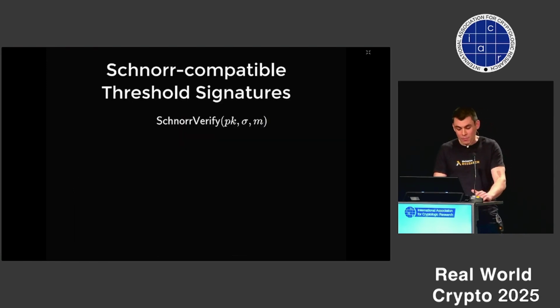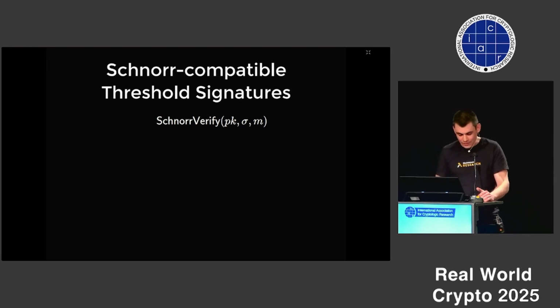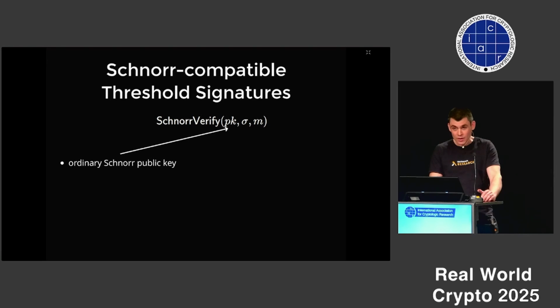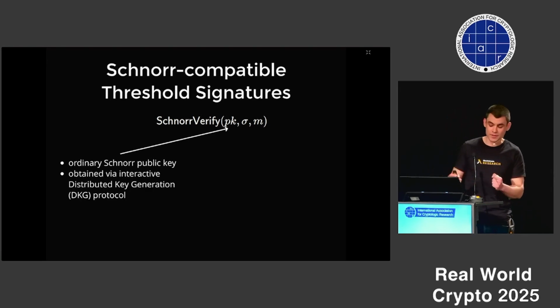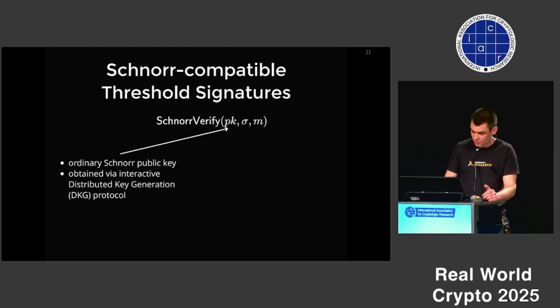Because we are primarily interested in Bitcoin applications, we focus on a very specific kind of threshold signature, namely the kind that works directly with the standard Schnorr verification function that is supported on Bitcoin. This function expects an ordinary Schnorr public key. So if we want to use threshold signatures in this setting, we need to generate that public key using an interactive distributed key generation protocol, a DKG between the signers.